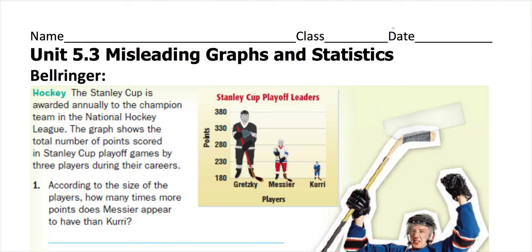So it says the Stanley Cup is awarded annually to the champion team in the National Hockey League. The graph shows the total number of points scored in Stanley Cup playoff games by 3 players during their careers. Number 1, according to the size of the players, how many times more points does Messier appear to have than Curry? All right, well, if you look at Curry and then you look at Messier, it looks like it's about double the size, so about 2 times as many.